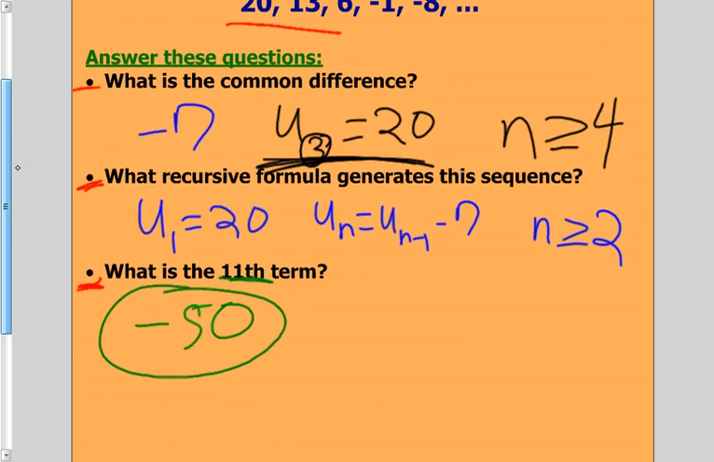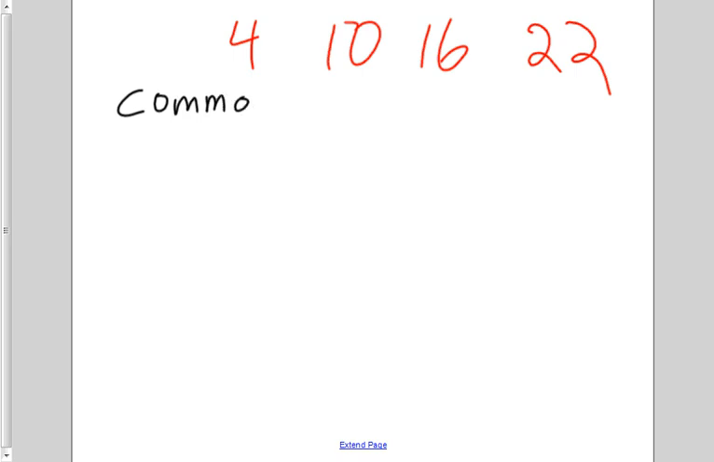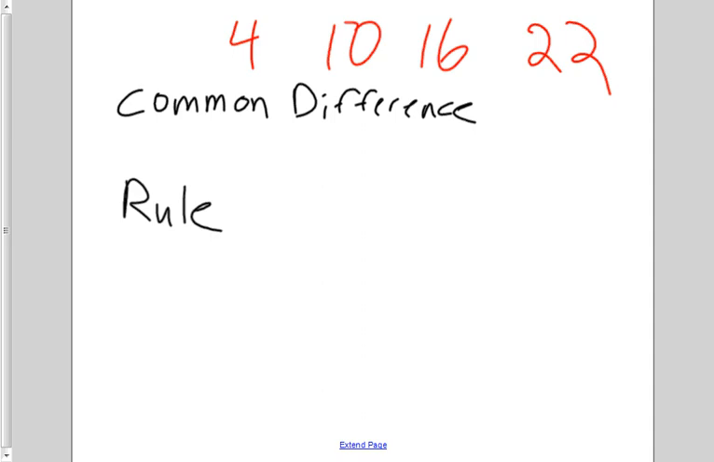So let's do one more example here before we move on to our last thing, which is geometric. We'll do one more example here. So let's say 10, 22. All right. Why don't you guys do that same thing? Why don't you write out what's our common difference? And what is our rule or the formula for this sequence right up there?